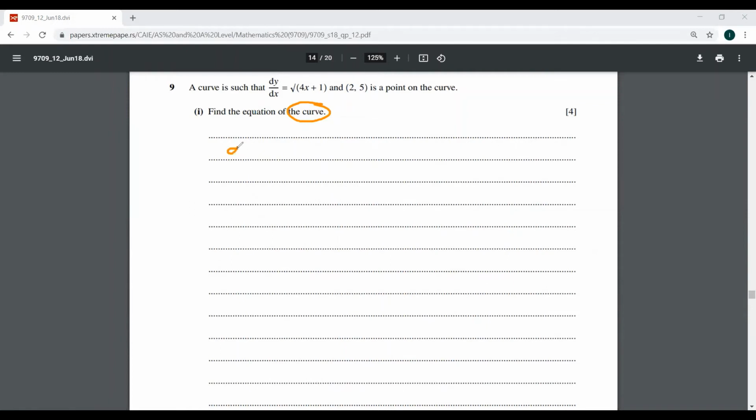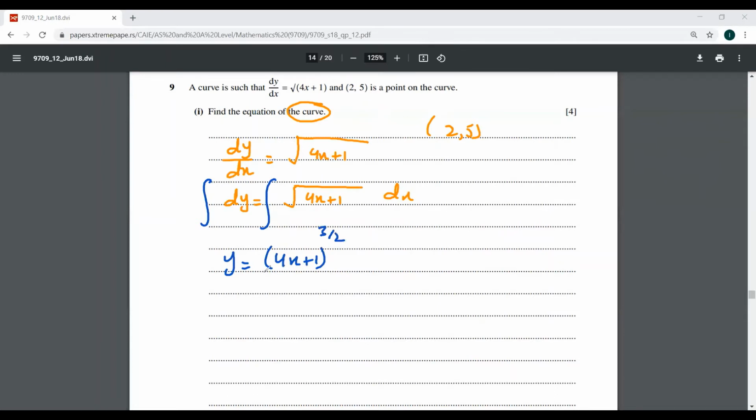Okay, so you have this. So this becomes a question on differential equations. This is a kind of differential equation here. The point is (2, 5). So this is dy. So let's integrate both the sides, this with respect to y and this with respect to x. So we have y is equal to (4x+1) raised to power 3/2 over 3/2 times 4, plus c. Never ever forget to write this plus c over here.